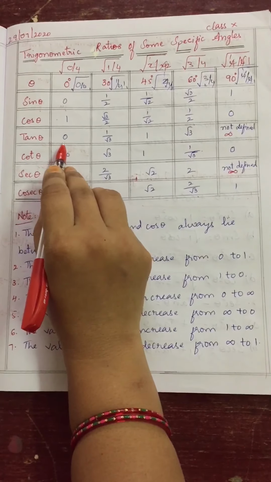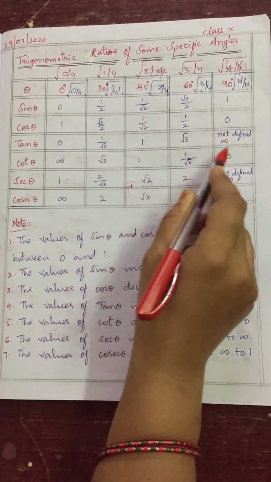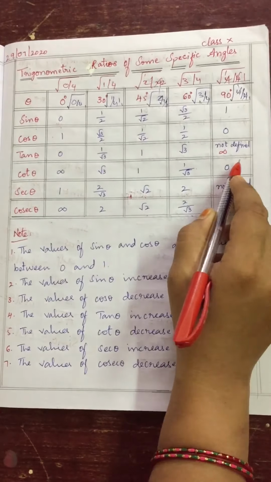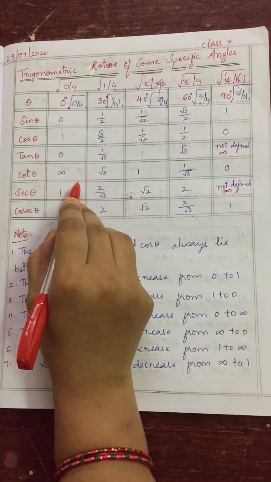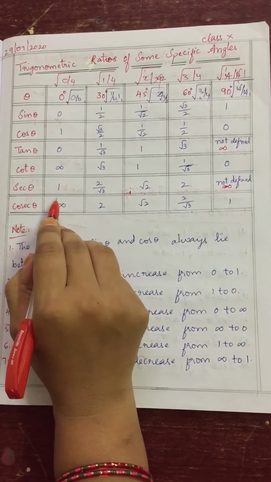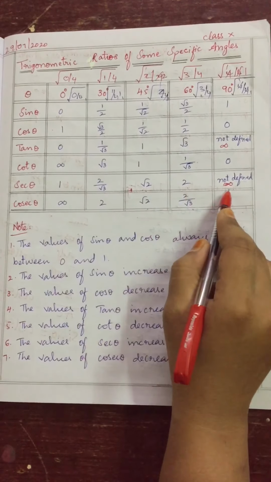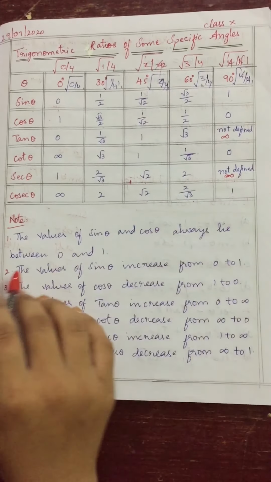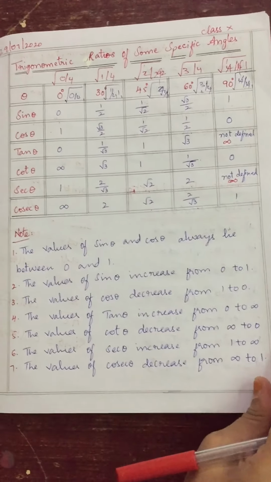to 0. See here, tan 0, 1 by root 3, root 3 and infinity. That means tan theta value is increasing from 0 degree to 90 degree, whereas cot theta value is decreasing from infinity to 0. Similarly, secant values are increasing from 1 to infinity and cosecant values are decreasing from infinity to 1. Important point, students, you have to note down.